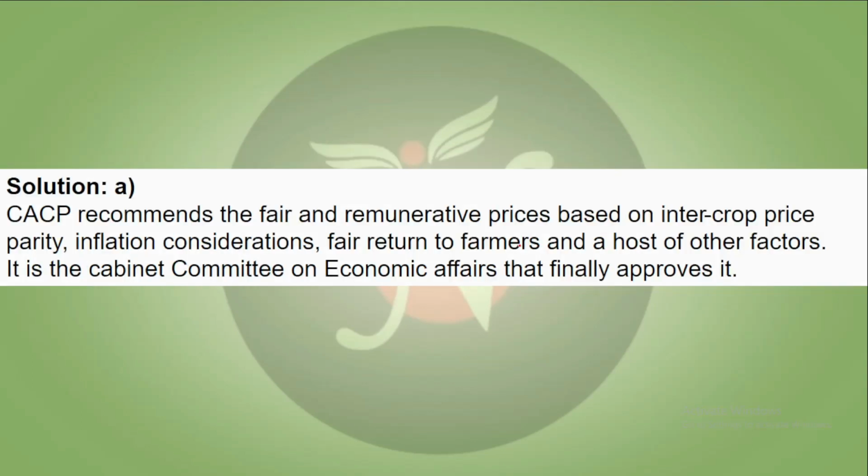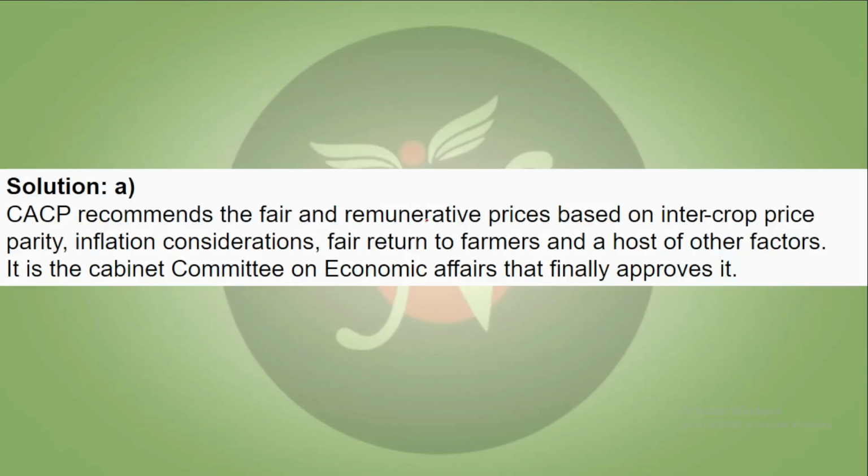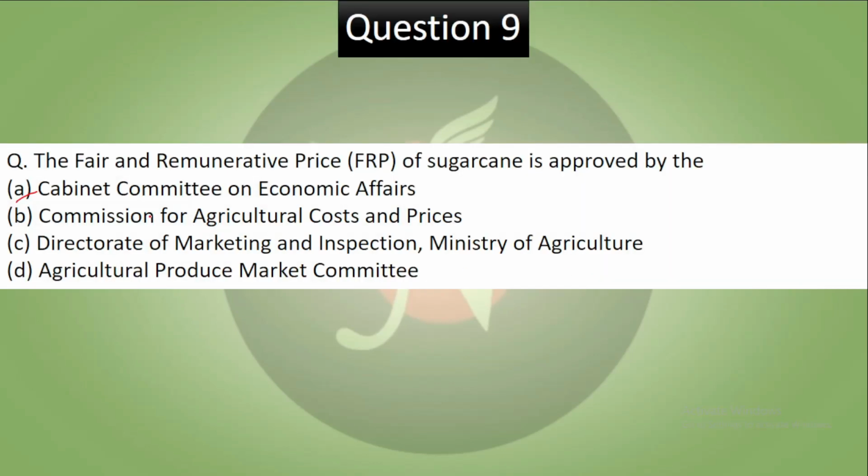Now let's see the answer. So the correct answer to this is A, which is the Cabinet Committee on Economic Affairs. It recommends the fair remunerative prices based on the inter-crop parity, inflation, fair returns to the farmers, and a host of other factors as well. So this is the Cabinet Committee on Economic Affairs that finally approves it.